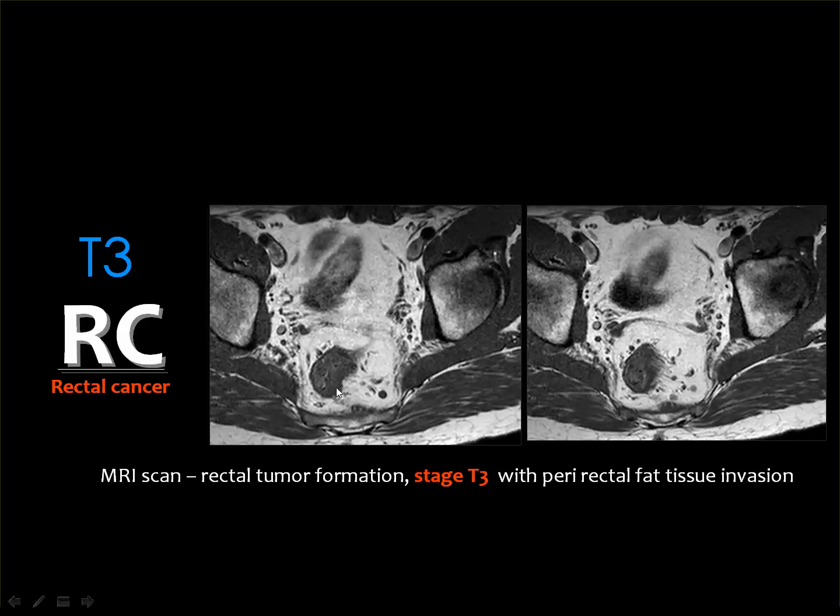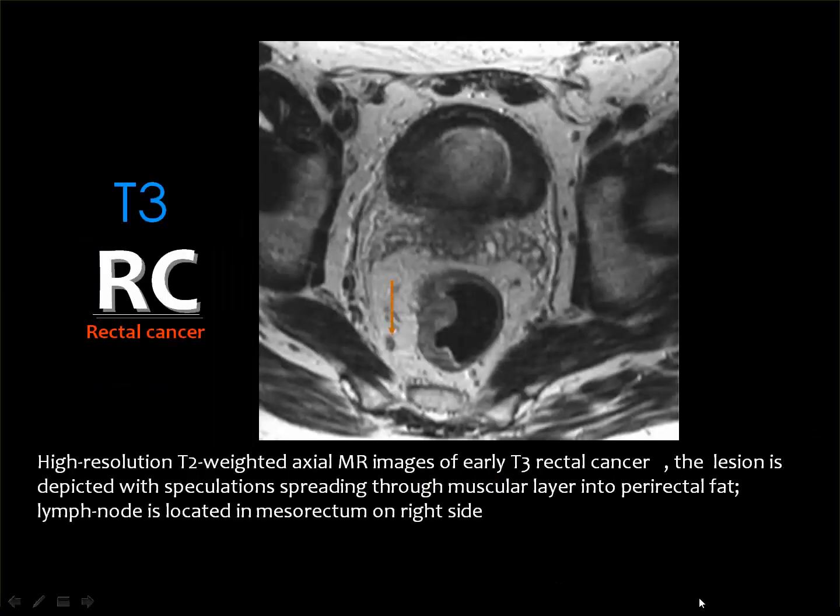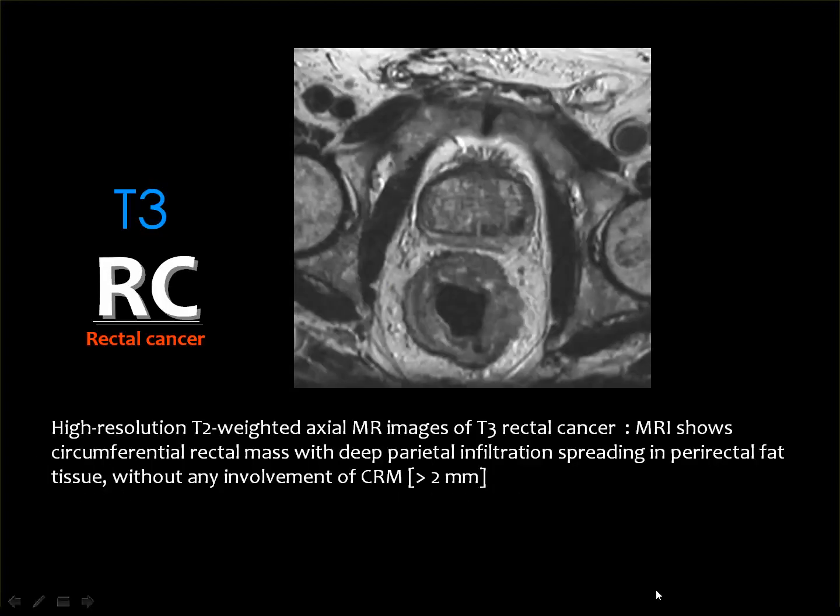Another T3 tumor, where you see thickening of the left lateral rectal wall and nodular fatty strands, and this is stage T3. In this tumor, you see a disruption of the muscularis propria and a small mesorectal lymph node. These lymph nodes are very important in the staging of the tumor. And here is another example of stage T3.